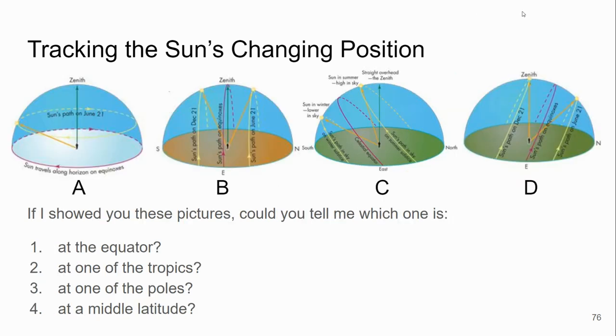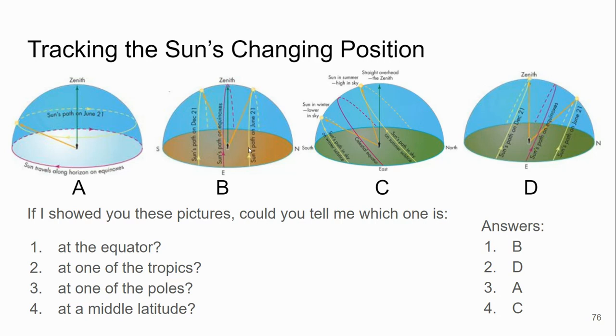So, hint. If I showed you these pictures, when might I show you these pictures? I might show you these pictures on the test you're going to take next week. So be able to see these pictures and recognize what's going on and match each one to: is this picture showing me something that happens at the equator? Is it something that happens at the tropics, one of the poles, or one of the middle latitudes? So if you want to figure it out for yourself, pause the video right now. Otherwise, I will tell you the answers in 3, 2, 1. There they are, B, D, A, C.